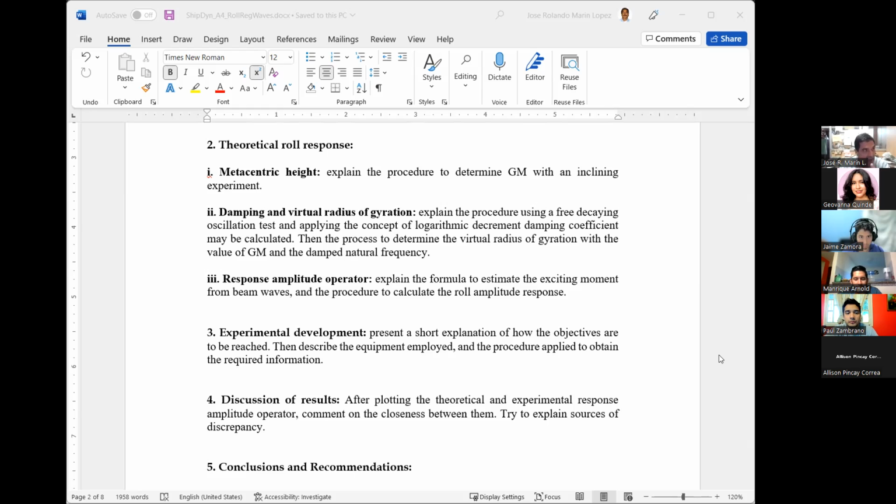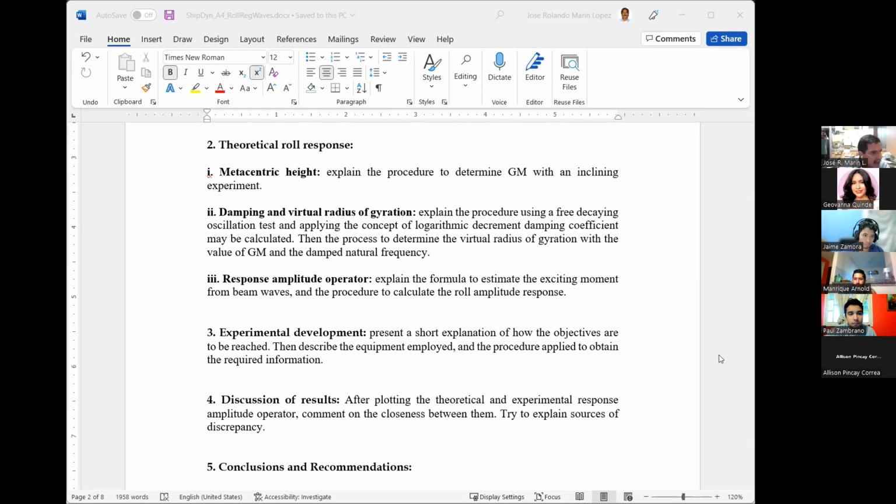Damping coefficient, you can compare it with the Jimenez procedure. Virtual inertia, you can divide it by the mass. You can calculate the virtual radius of gyration, which you can compare with the formulation from Bhattacharya. Make sense? Okay.